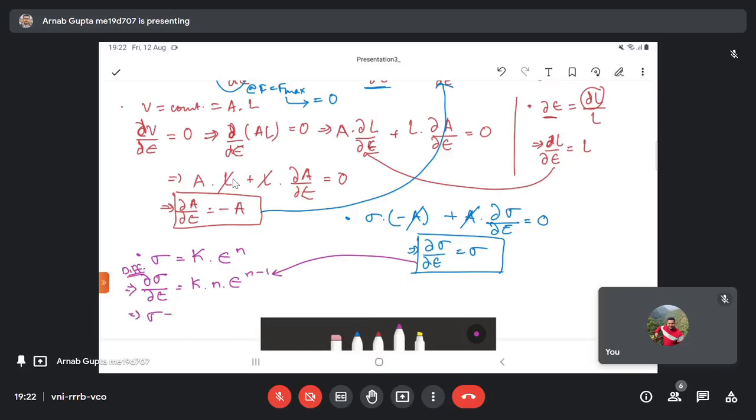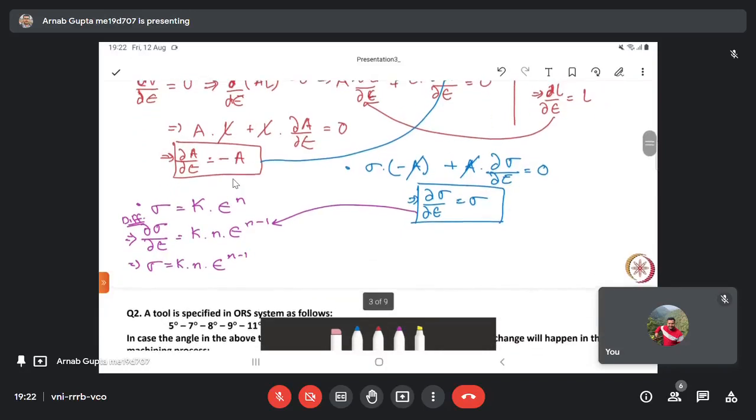So sigma is equal to k into n into epsilon to the power n minus 1. Again, sigma we can write as k into epsilon power n, which is equal to k into n into epsilon power n divided by epsilon. So here we see that k is getting cancelled out, epsilon power n cancelled out. We are left with n is equal to epsilon, right?